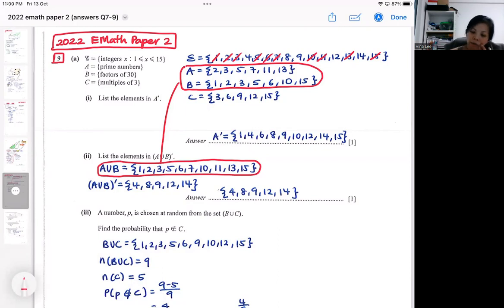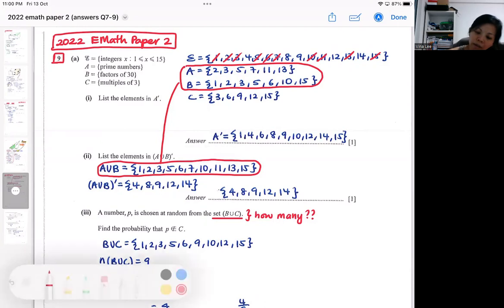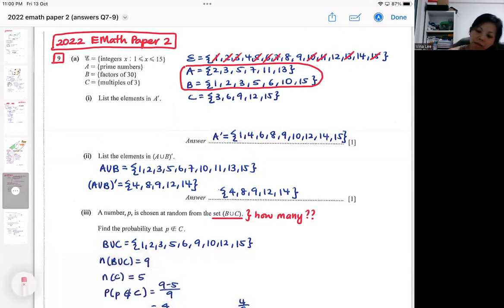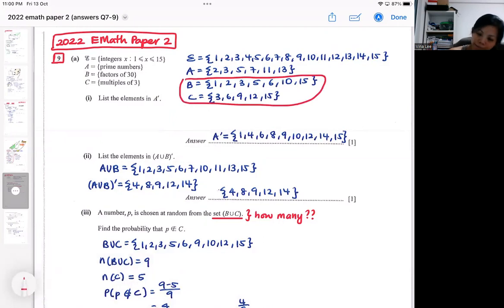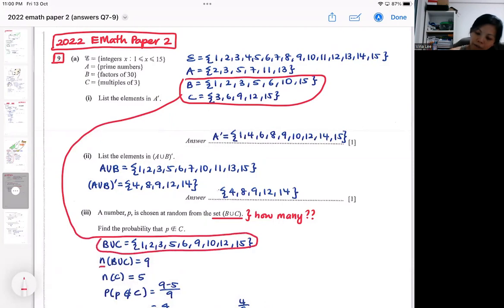Then the last part, maybe some of you can be confused. So we're going to choose a number from the set. If you're going to choose a number from the set, you need to know how many elements there are first. If you got the number of elements wrong, then your probability will not be correct. So you need to union B and C first, without repeating the elements. And subsequently go and count the number of elements.